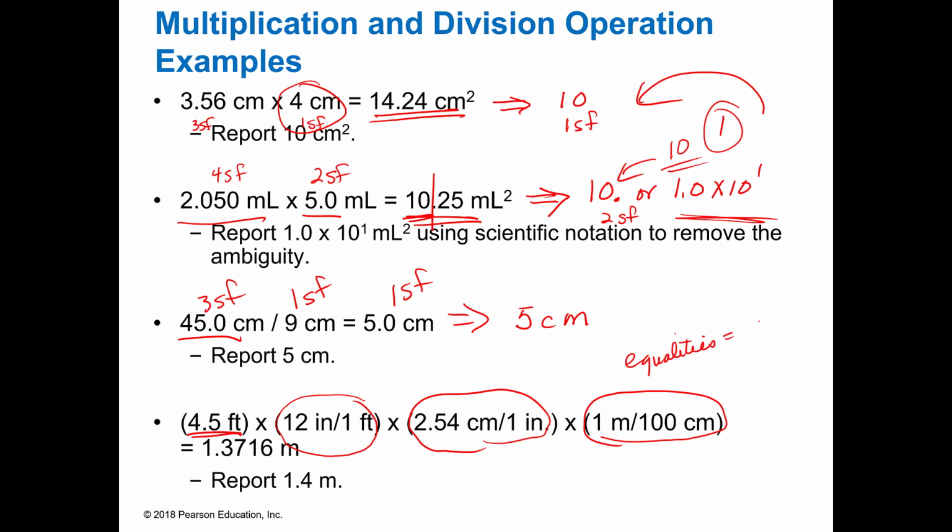Equalities mean that they have an infinite or unlimited number of SFs. So the only thing that I'm going to be worried about is my measurement, okay? In this case, I'm converting my feet to meters. My calculator ends up with 1.3716 meters. But since I only had 2 significant figures, which is going to be the least number because the others are unlimited, my answer can only have 2, so that would be 1.4 meters.